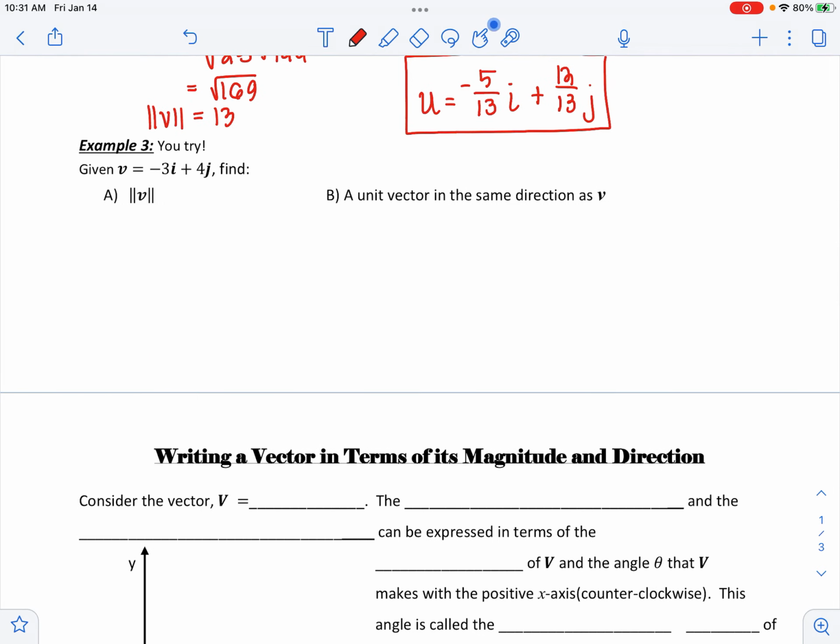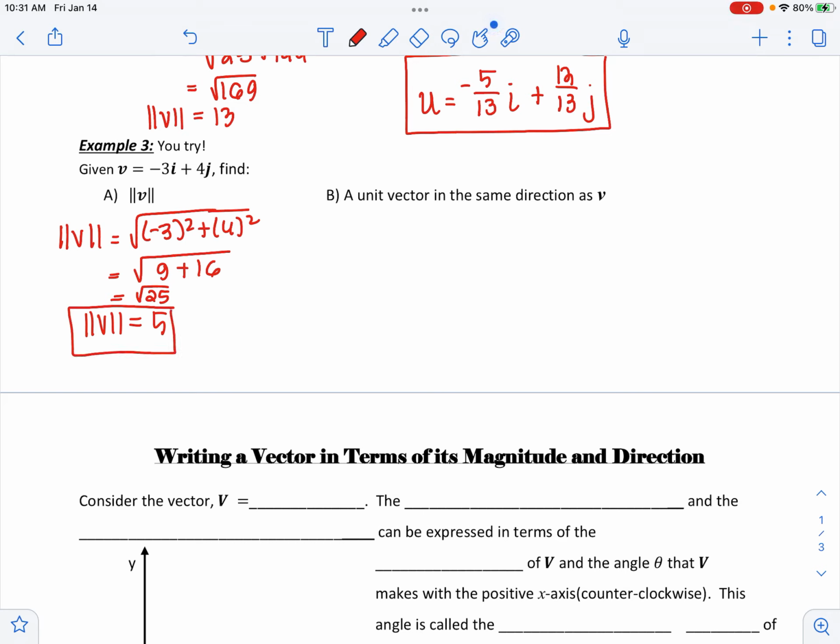All right, so this is a you-try. You can go ahead and pause the video and try these. You should have gotten that this vector has a length of 5. I can tell by looking at it that it's a 3, 4, 5 triangle, but if you use the formula, the square root of negative 3 squared plus 4 squared is the square root of 9 plus 16, which is the square root of 25. And that's why the magnitude is 5.